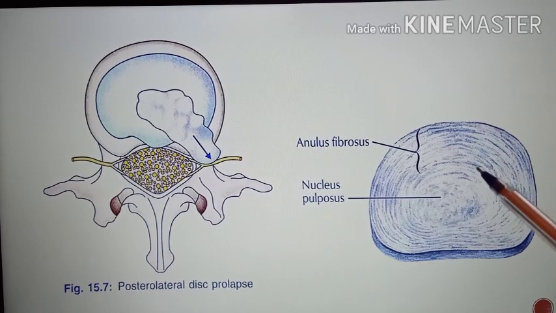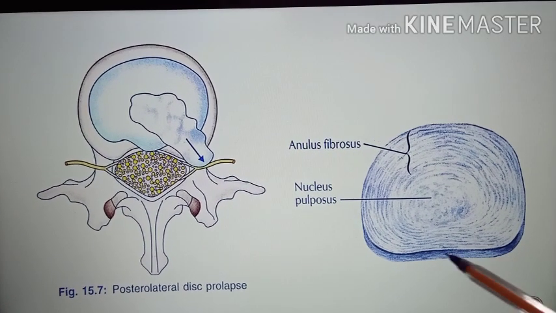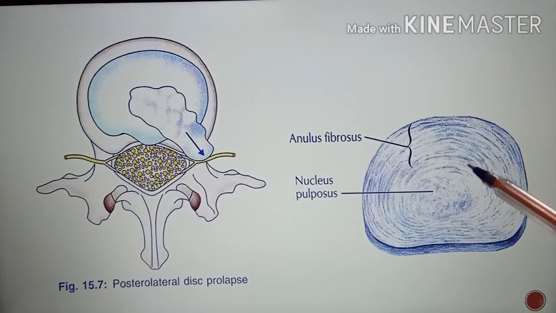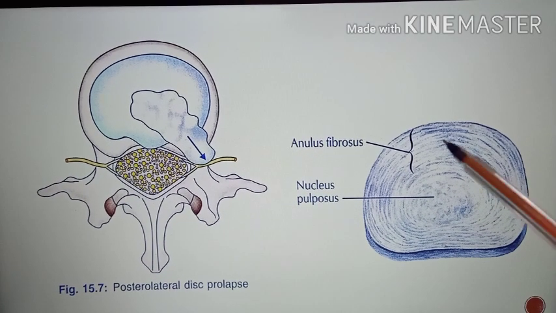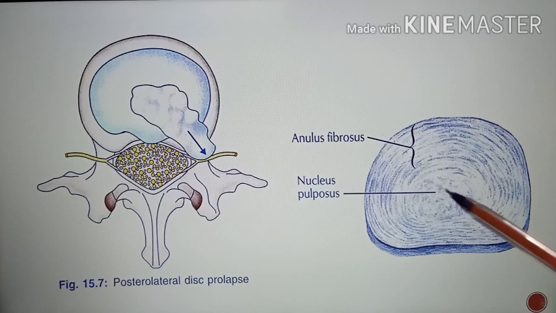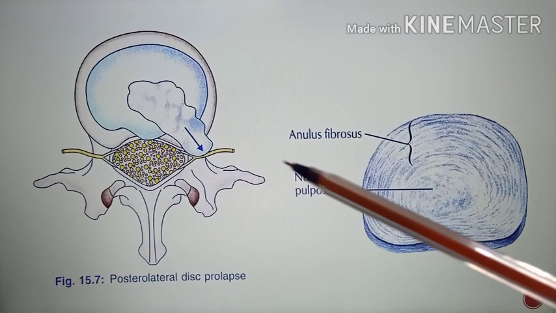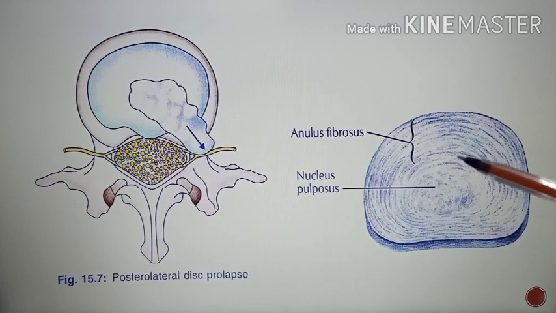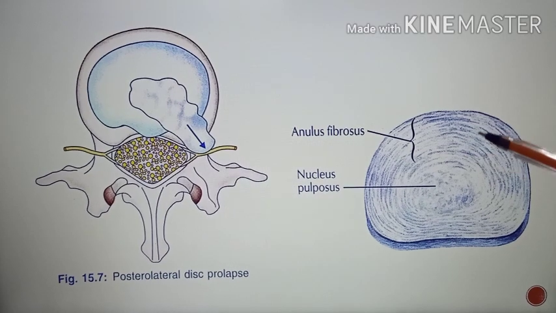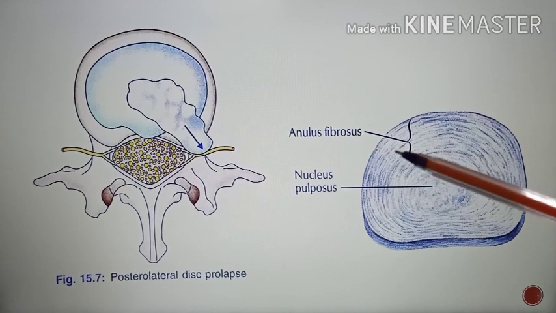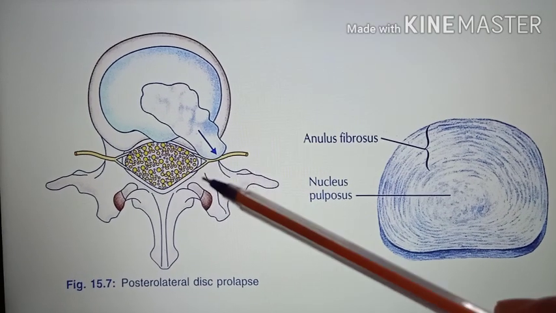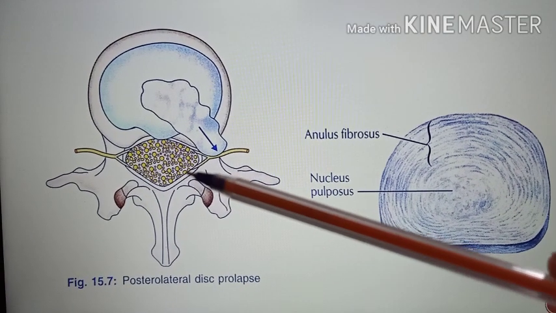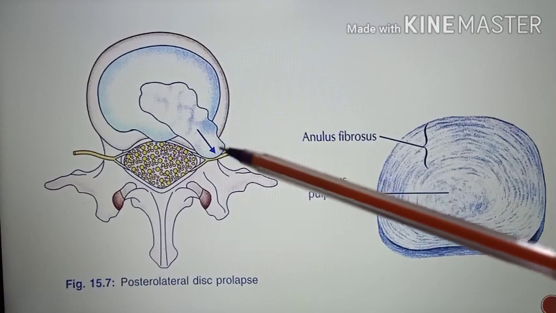So here in this picture you can see this is the intervertebral disc which is made up of the central nucleus pulposus and in the periphery the annulus fibrosus. So this disc prolapse occurs when there is weakness and rupture of the annulus fibrosus. Usually the disc prolapse will occur in the posterolateral direction.